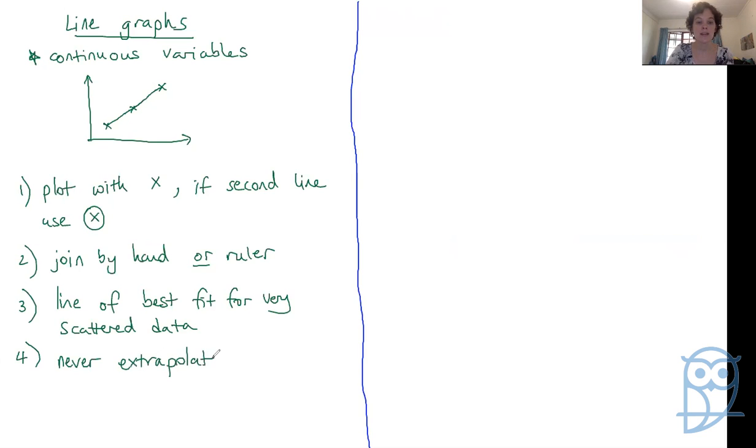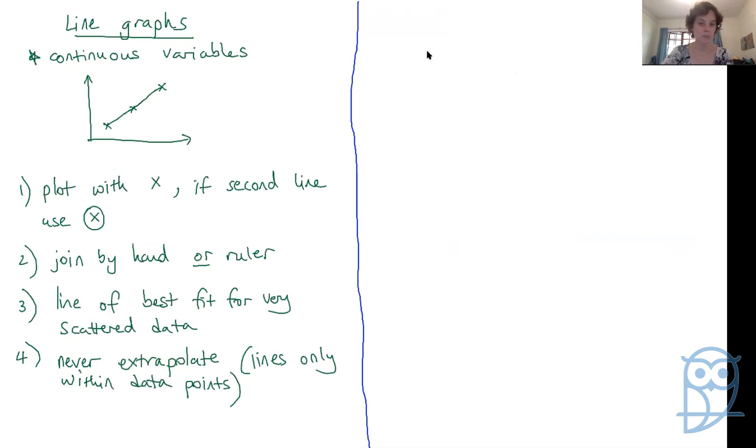Okay, so to extrapolate is to go beyond. So, for example, to go down to 0, 0, but 0, 0 wasn't one of our points. So we don't know that it is 0. It could be way up here. If we don't know, we can't assume. So we never extrapolate. Line is only within the points. Okay, so these are line graphs, special editions.